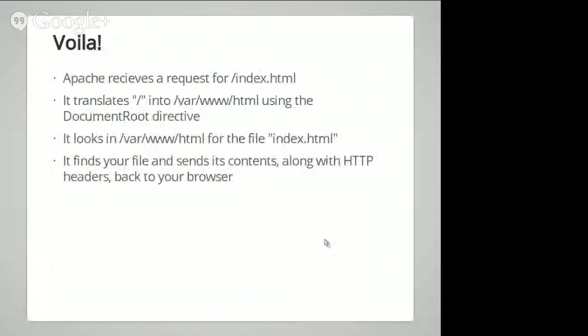Okay, so what's happening? Apache is receiving a request for the file index.html. It translates that slash into /var/www/html using the DocumentRoot directive in the config file. It looks in that directory for the file index.html. It finds your file and sends its content along with HTTP headers back to your browser. Those headers are important. We're not going to go too much into depth, but those are the things that tell the browser what kind of content it's receiving.